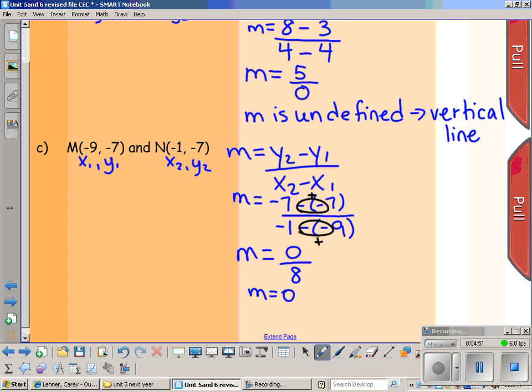So our slope is 0, and that means we have a horizontal line. And if you look back at your coordinates, that should make sense. Our y coordinates were both the same, which means we are on the same horizontal line.